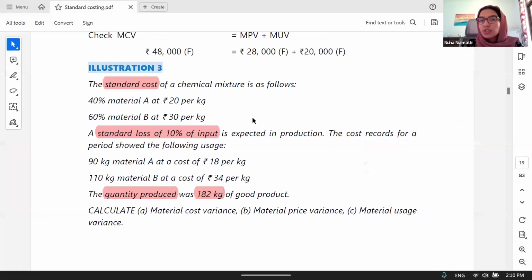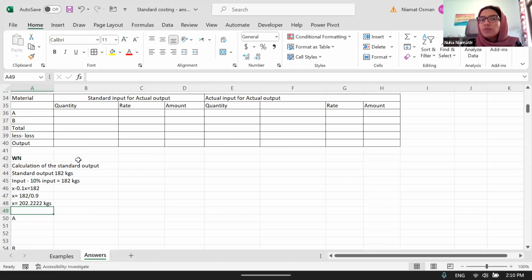What is given in the question is that there is a standard loss of 10% of input in the production. So from this, if we add that loss of 10%, we end up getting 202.2222 kgs. From this, if you do a minus 10%, it will give me 182 kgs. So this gives me my total input that I would have used to generate my 182 kgs of output.